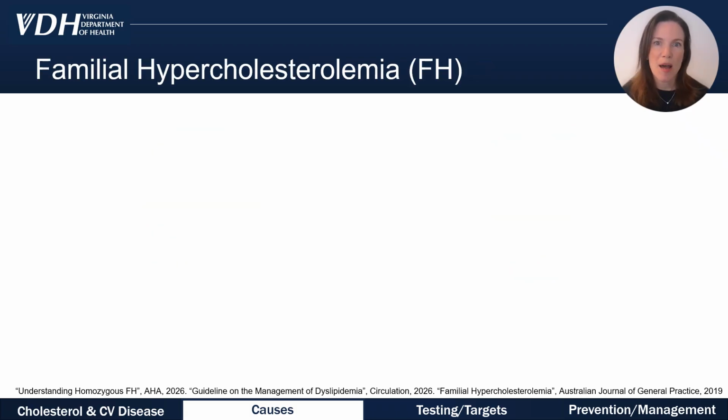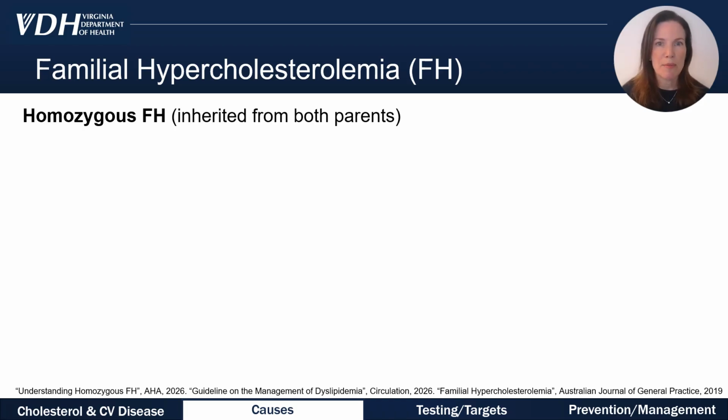One of the most common and severe forms of genetic high cholesterol is something called familial hypercholesterolemia. It's also sometimes known as FH, and this occurs in a couple different forms. The first one, which is more severe, is called homozygous FH. In this situation, the person has inherited the genetic trait from both of their parents.